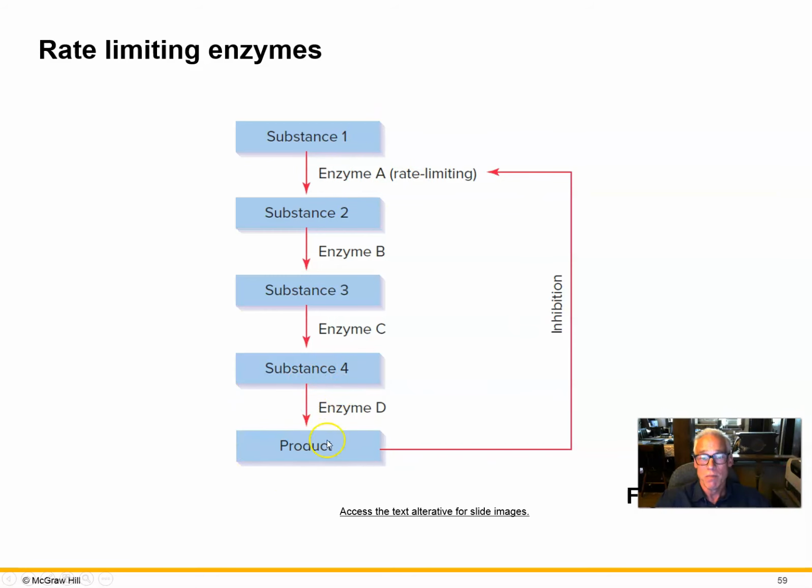Once we start using up this product and it starts to go down in the cell, then enzyme A, the rate-limiting enzyme, is no longer inhibited, and it starts back up again. The machines start whirring and we produce the product. So that's just the way that product inhibition acts as a feedback inhibition mechanism to control the concentration of many substances in cells.